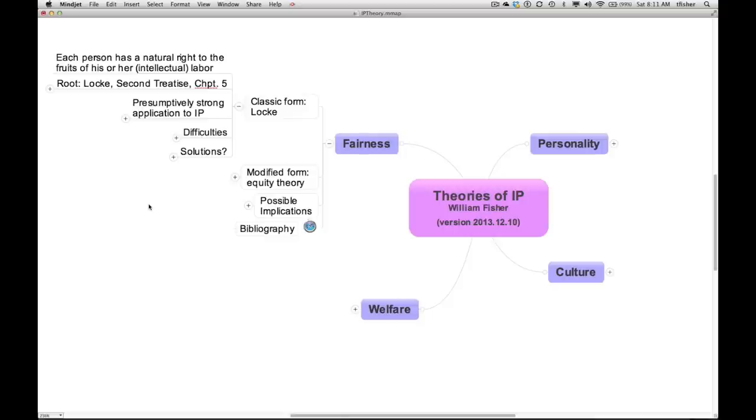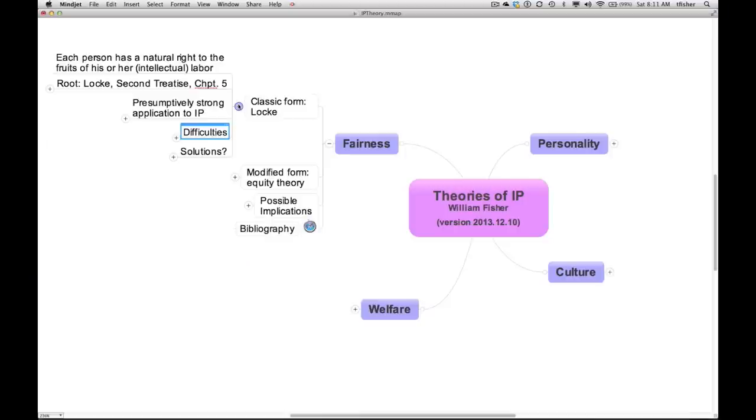In lecture number two, I discussed some of the implications of the labor theory and the ways in which it finds expression nowadays in many copyright systems, including that of the United States. I also discussed some of the difficulties, complexities, and ambiguities associated with the theory.